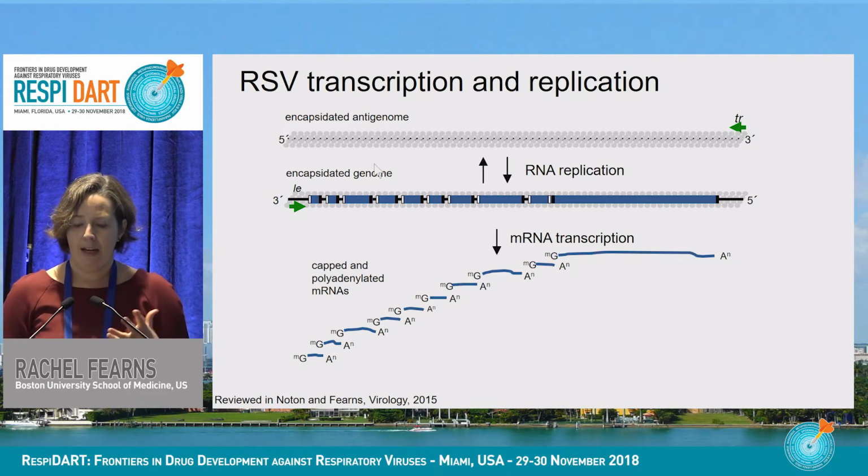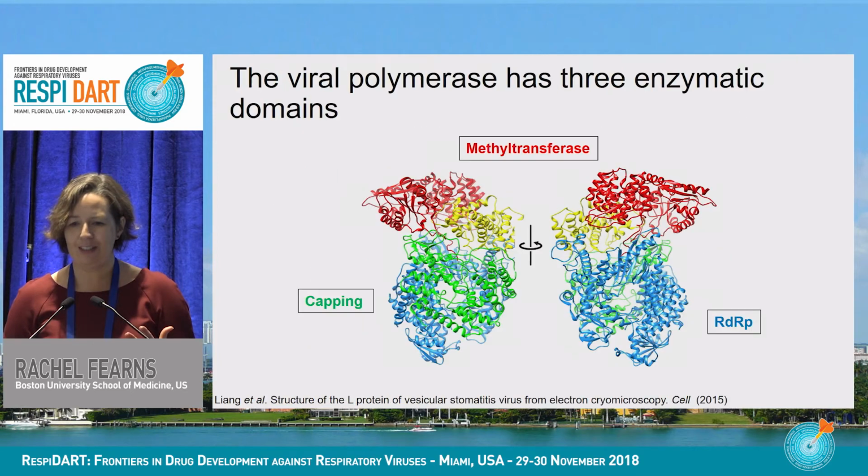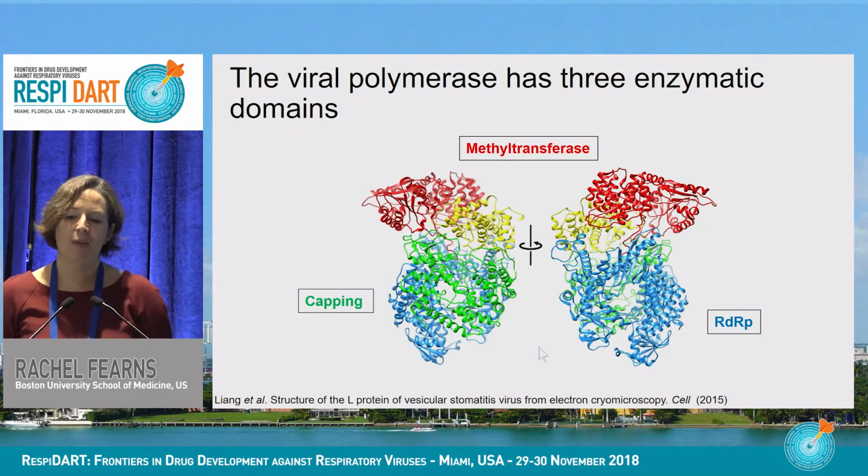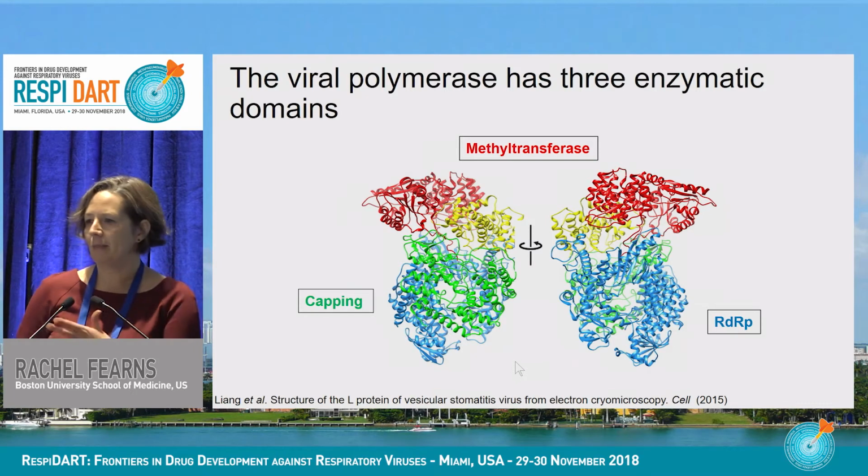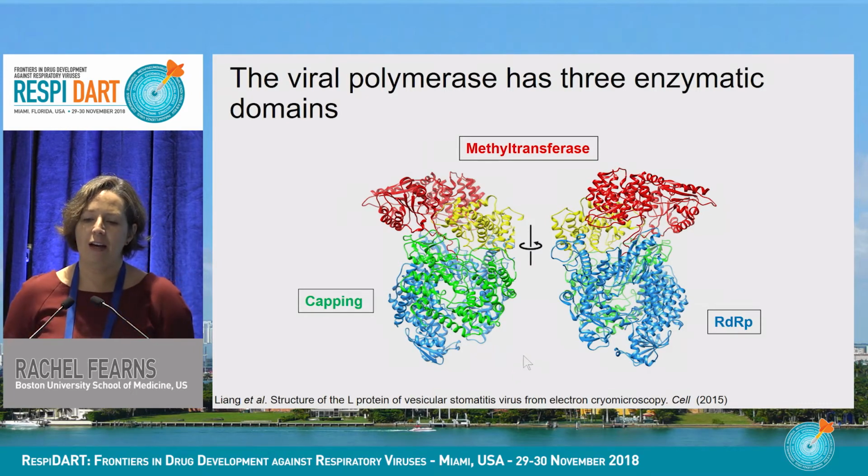Okay, so I think you can get from this that the polymerase is quite complex. It does a lot of different tasks. And we have no structure for the RSV polymerase. This is the structure of the VSV polymerase that Matthias just referred to, which is the closest thing that we have to a full structure for a polymerase of the non-segmented negative strand RNA viruses.